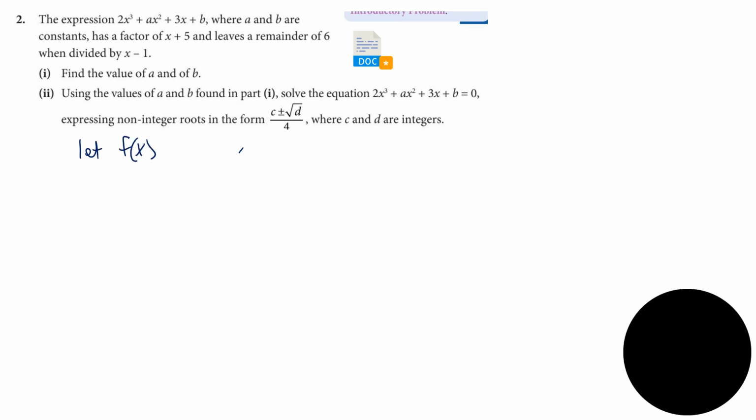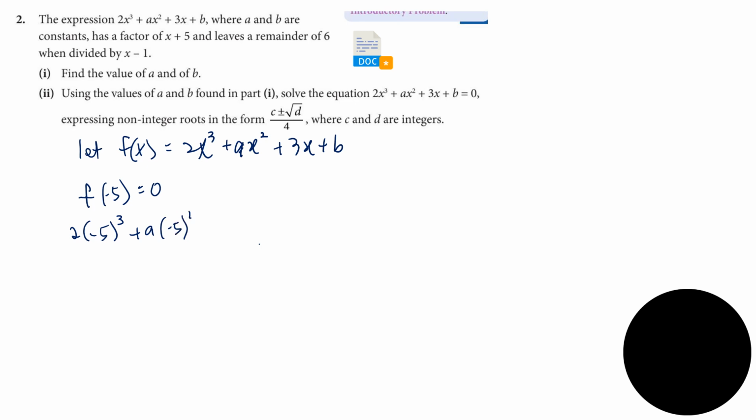Let f(x) be this. Okay, so factor of x plus 5 means you substitute x = -5, you get 0. So you have 2(-5)^3 + a(-5)^2 + 3(-5) + b = 0. So you take out your calculator and work it out. Plus 25a minus 15 plus b equals 0.